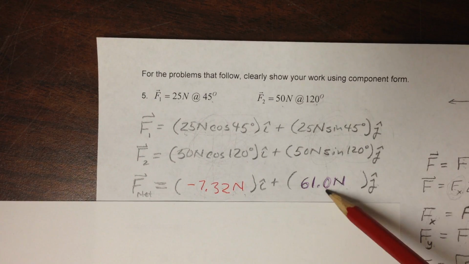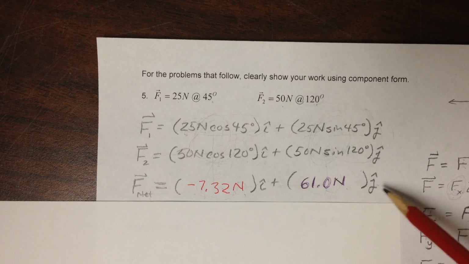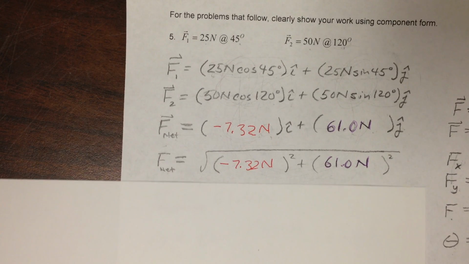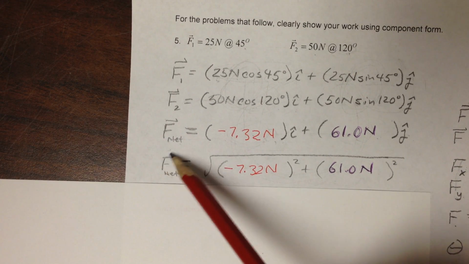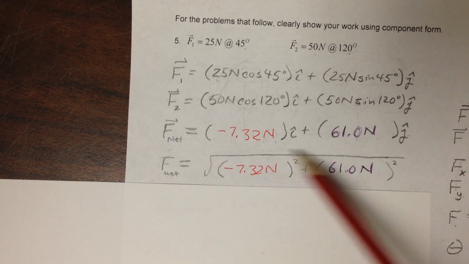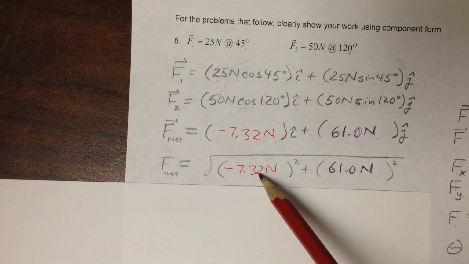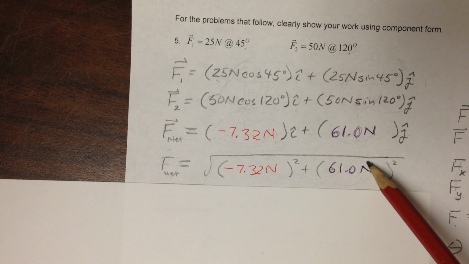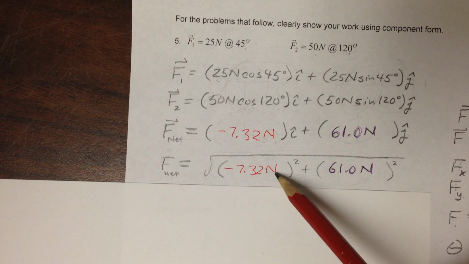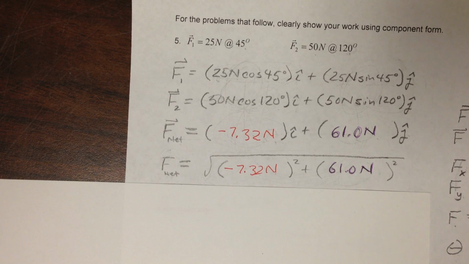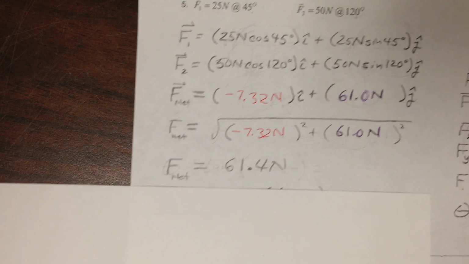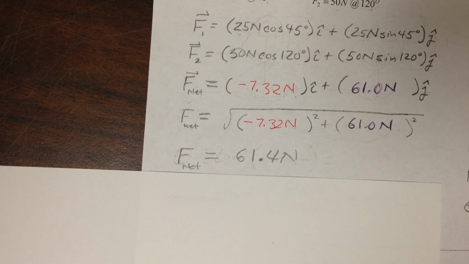I added those up here and I got 61.0 newtons in the j hat direction. Now that I have the resultant, I can find the magnitude of the resultant. Notice I don't have a vector sign on top of this now. This means magnitude. I take the square root of this component squared and this component squared here. Notice that the i hat and j hat do not appear under the radical, of course, but I do keep my units, newtons, inside of the parentheses there, and remember to square those. And when I do that, I get 61.4 newtons.